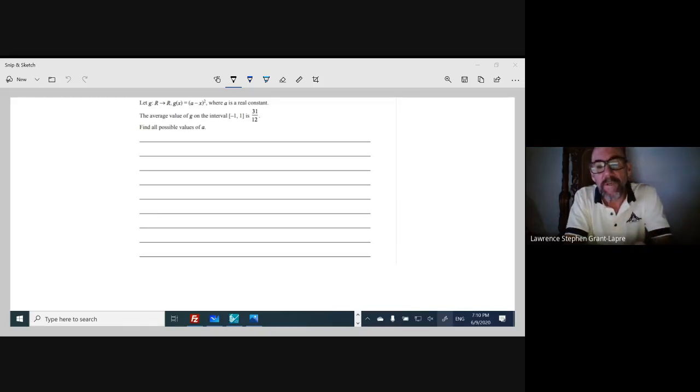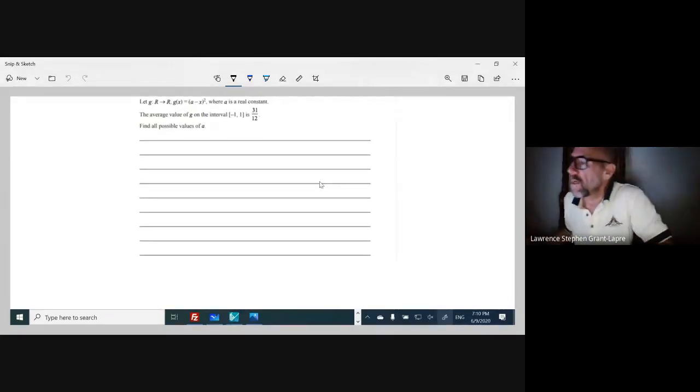I'm going to go across to my window here that has the question, and hopefully you can see that okay. Let's have a look at what this asks. It says that g of x is a function a minus x squared, where a is a real constant. The average value of g on the interval from -1 to 1 is 31/12. Find all possible values for a.